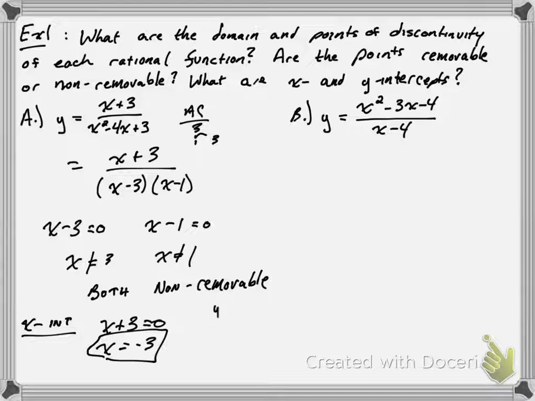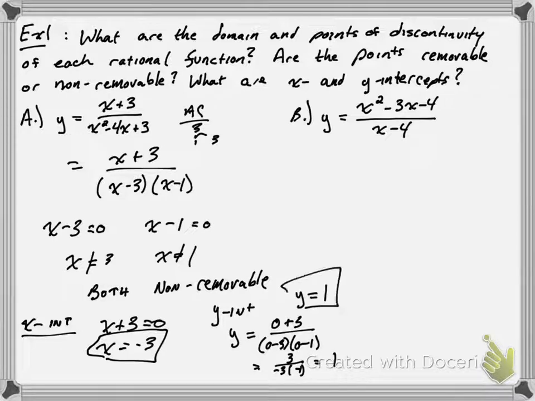And the y-intercept is where x equals 0, just like always. So y equals, plugging 0 in for x, (0 plus 3) over (0 minus 3)(0 minus 1). This is calculator work. 0 plus 3 is 3. The bottom gives me negative 3 times negative 1, which is 3, so 3 over 3 gives me 1. So my y-intercept is y equals 1.